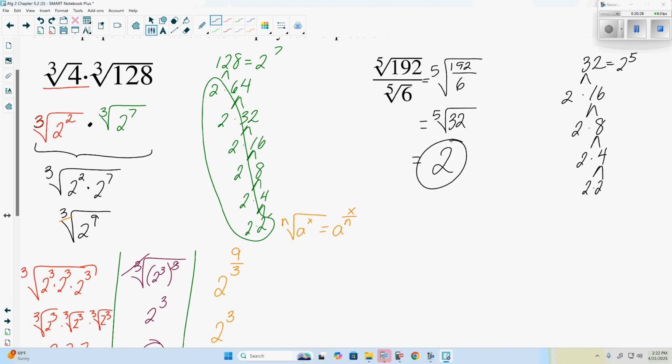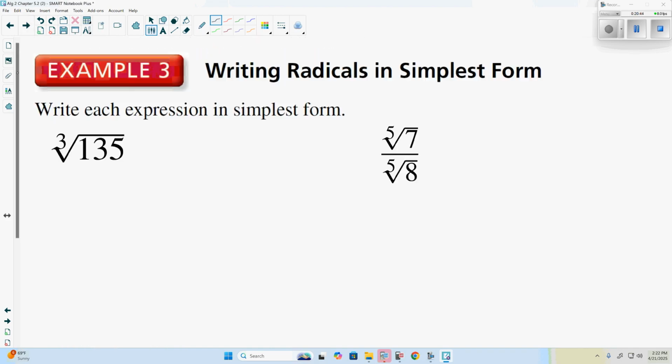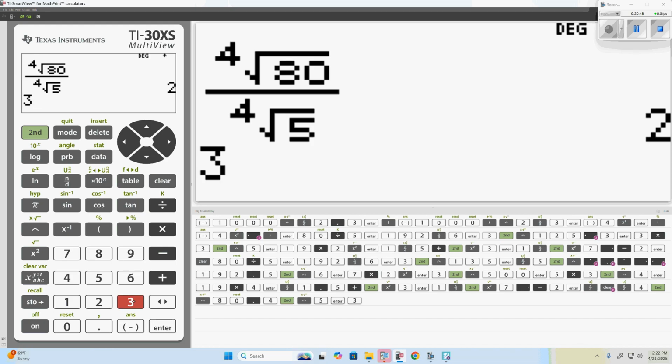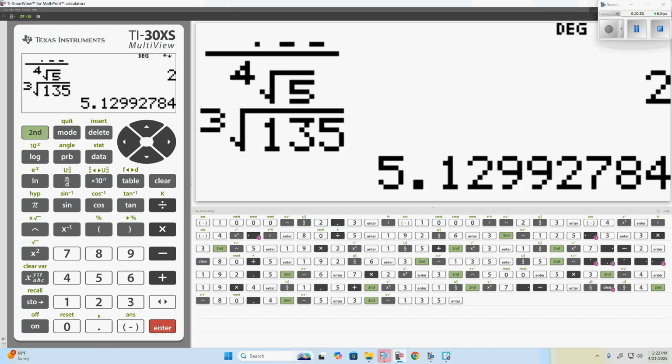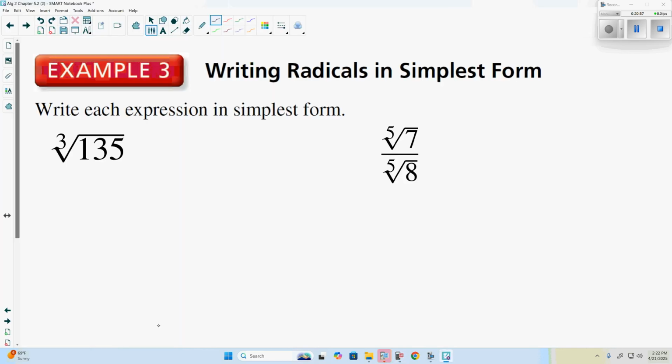Really all 4 of the ones we've done so far, we could have stuck in the calculator, the 30xs or graphing, either one, and it would give us an answer because it simplifies nicely. We ready for the next one? Well, if that's the case, cube root of 135, might as well just type in the cube root of 135. Okay, this one doesn't simplify nicely.